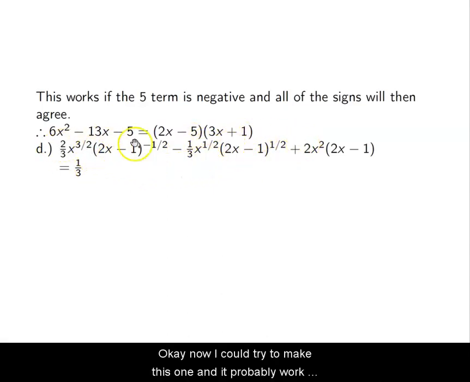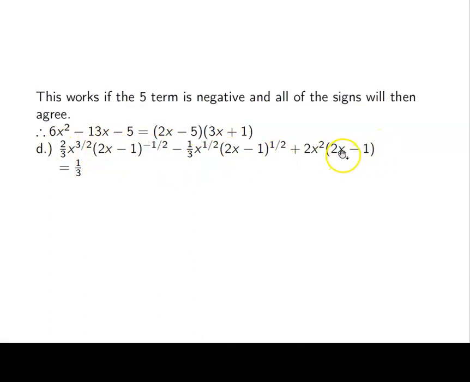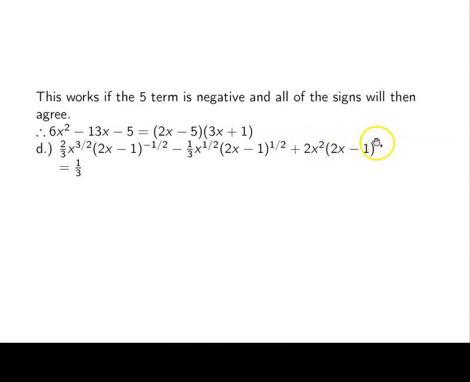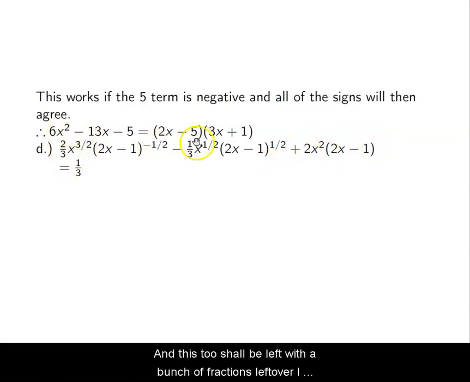Now, I could try to make this one and it'd probably work out for me, okay? I would not want to work on this one, because if I'm pulling out the value of 1 here, that's not going to really help for these fractional exponents, right? But if I pull out a fractional exponent, since I have more fractional exponents, I can get most of these to turn into whole numbers, and I just have 1 fractional exponent left. However, if I pulled out a whole number, a 2 and a 1 here, and this 2, I'd be left with a bunch of fractions left over. I'll have more fractions left in my factored form than I would here, okay? So that's what I'm going to do.